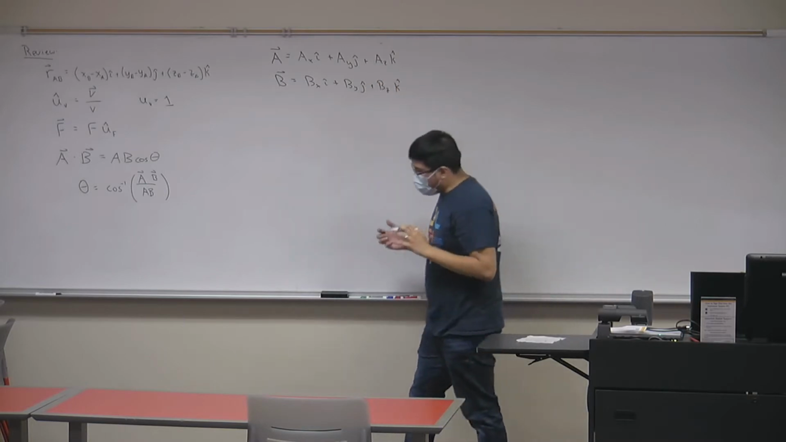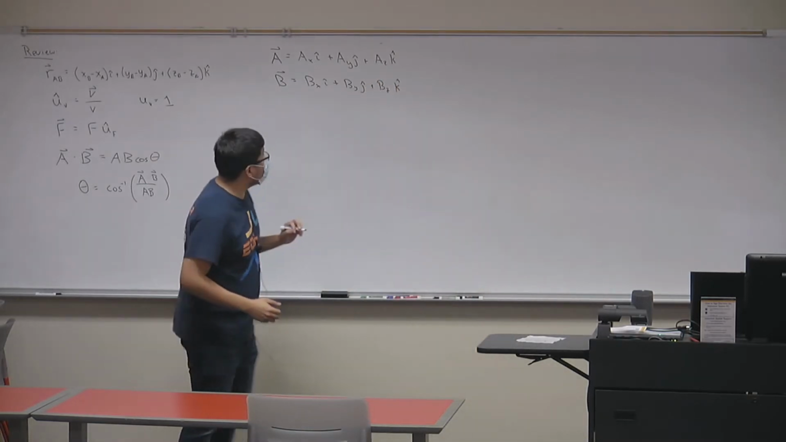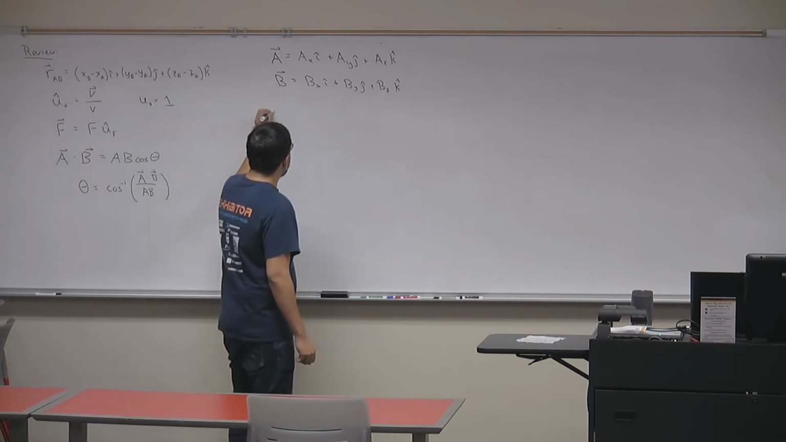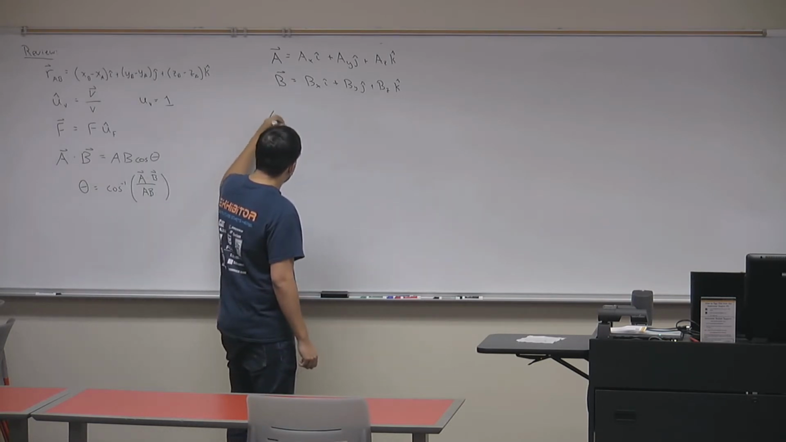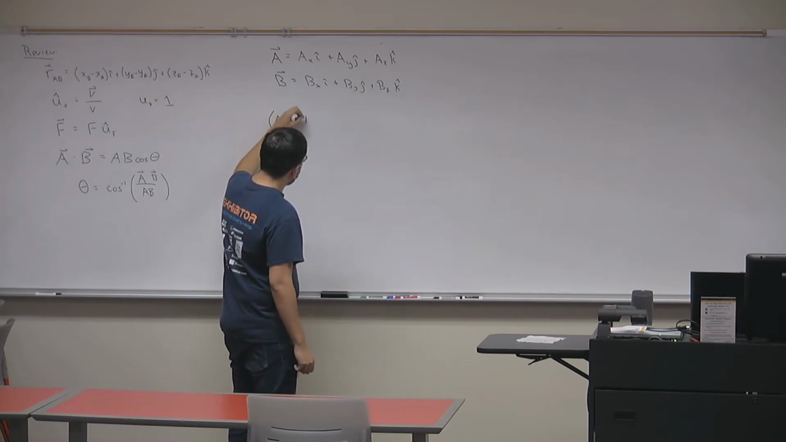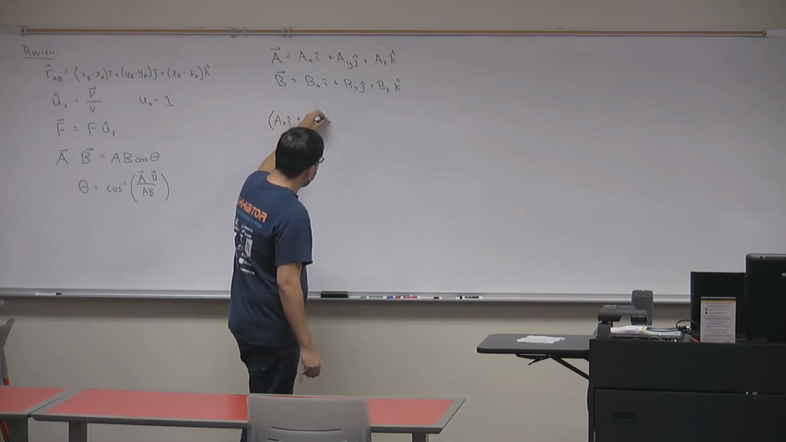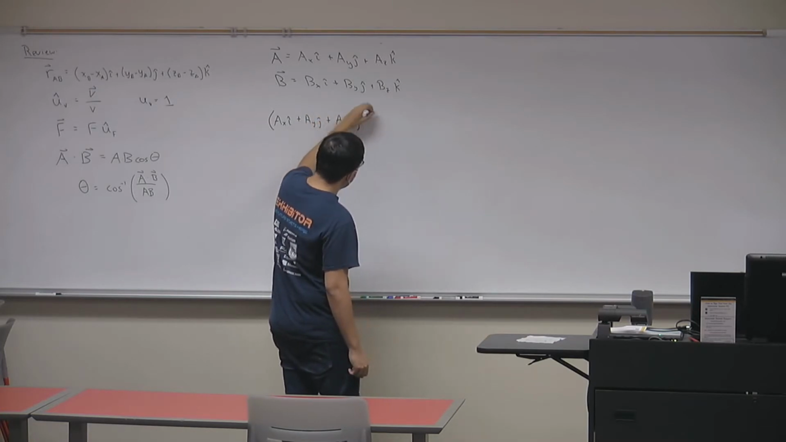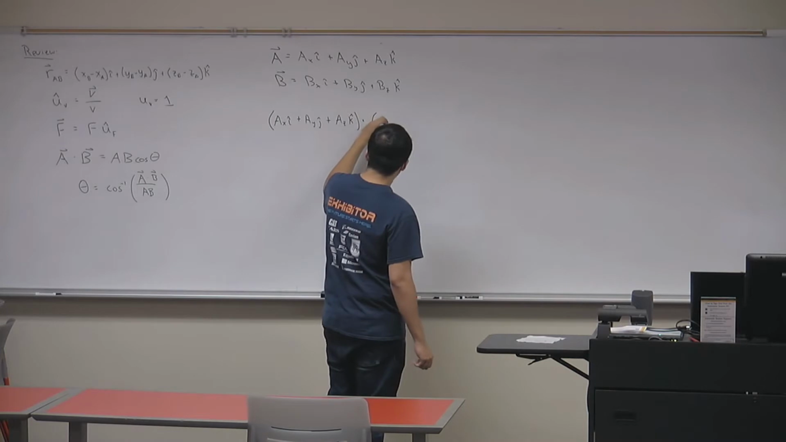And now if I ask you to calculate the dot product between these two vectors, what I'm essentially asking you to do is to take the Cartesian notation of the vectors and dot them to each other.